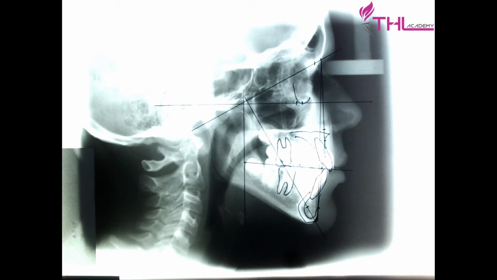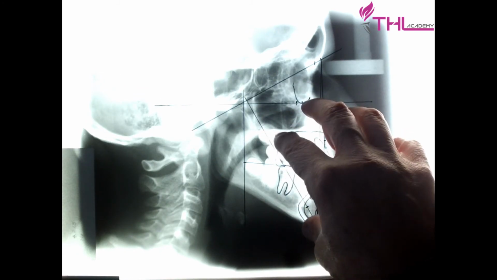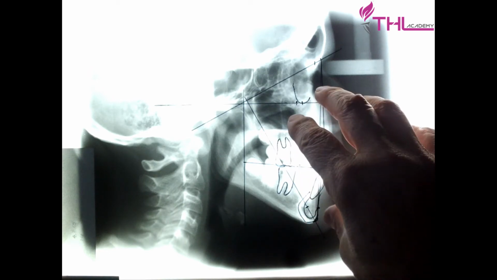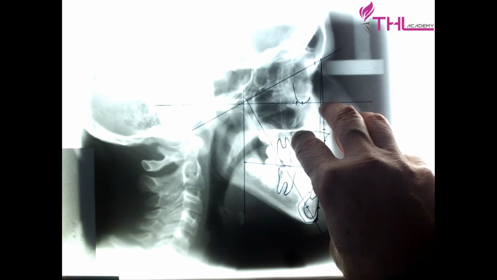But if we don't have, we continue. This is a technique that I encourage you to practice because it's very easy, it's fast, and it's accurate enough to see the mechanotherapy.